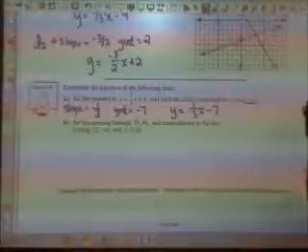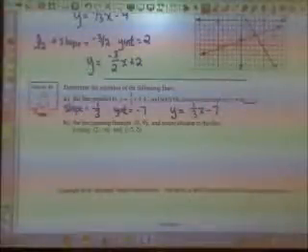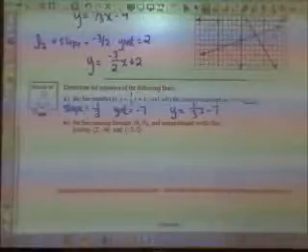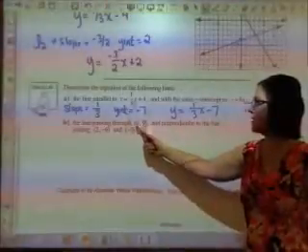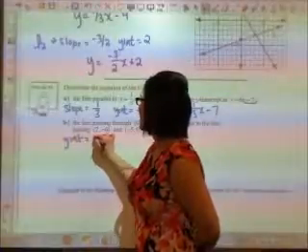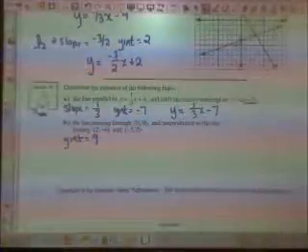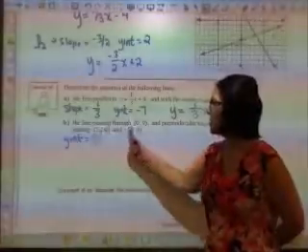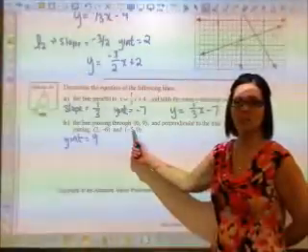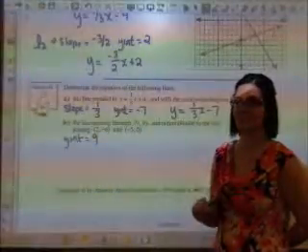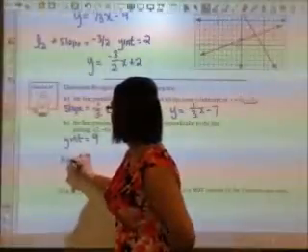Okay. Question B says write the equation of the line that passes through the point (0, 9). What is this point? It's the y-intercept. So the y-intercept is equal to 9. And it's perpendicular to the line that joins these 2 points. So what do I need to know about these 2 points? The slope of the line. So let's find the slope of that line.